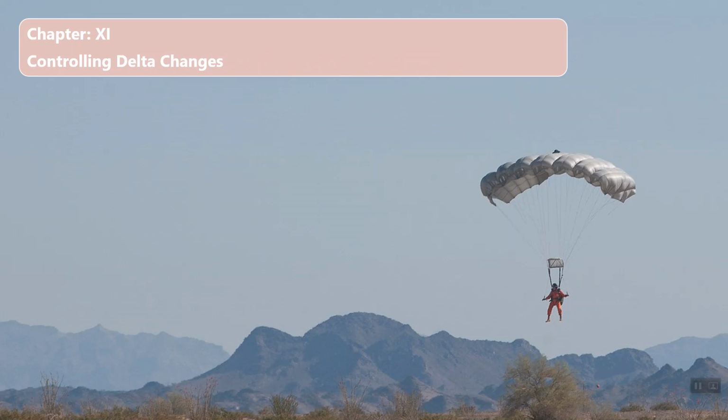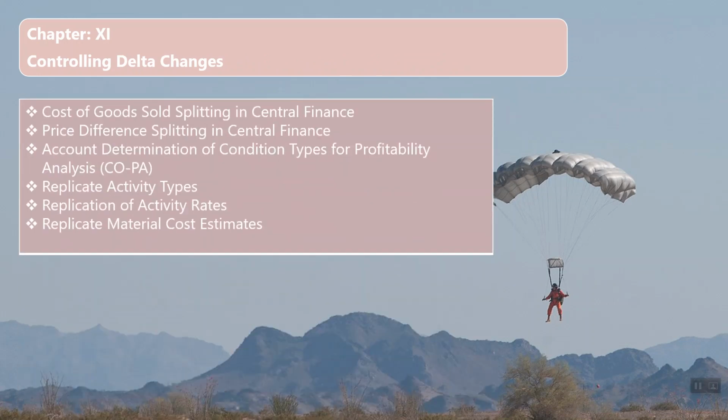Okay, and another chapter is controlling delta changes. What are all the delta changes at controlling level? Like how cost of goods sold splits happen in central finance, how price difference splits happen in central finance, what is account determination of condition types of profitability analysis, how to replicate activity types and activity rates, and also how to replicate material cost estimation. So these and all the delta changes at controlling level in the central finance system.